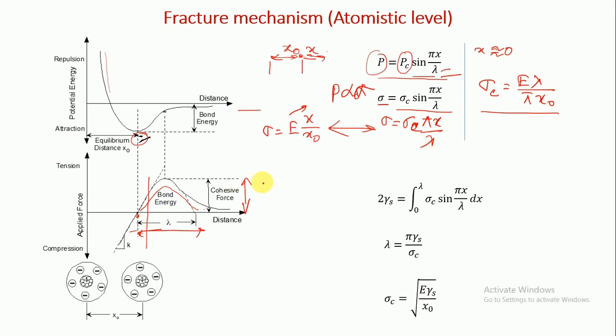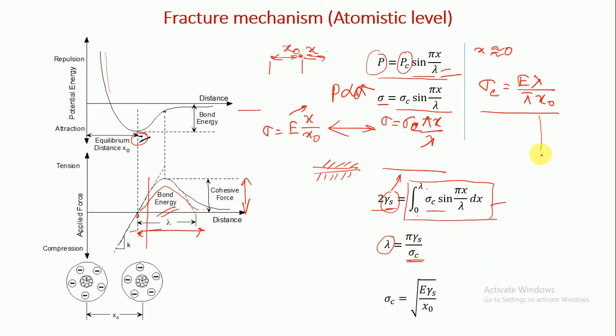Similarly, when we want to break the bond, we actually supply the bond energy. The bond energy is the integration from 0 to lambda of sigma c sine of pi x by lambda dx. And when we want to create a surface, when a crack propagates, there will be two surfaces created. So if the required surface energy is gamma s, then 2 gamma s will be equal to the bond energy, and here we can get that lambda is equal to pi gamma s by sigma c.